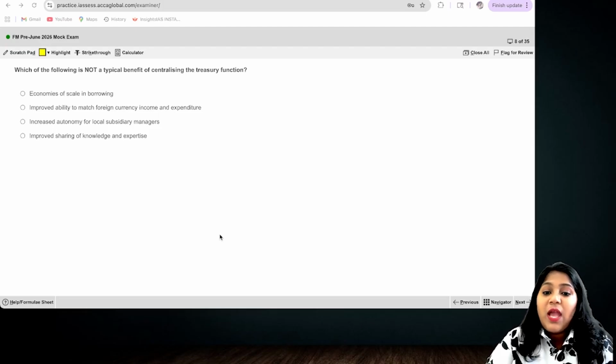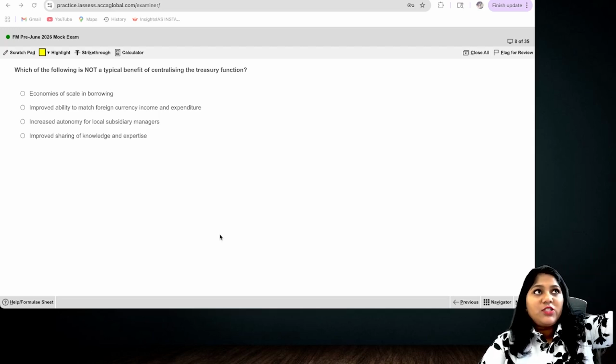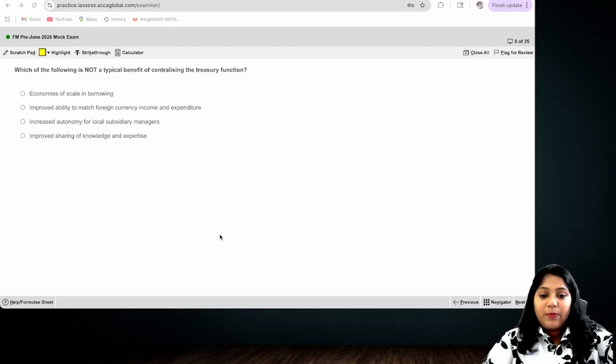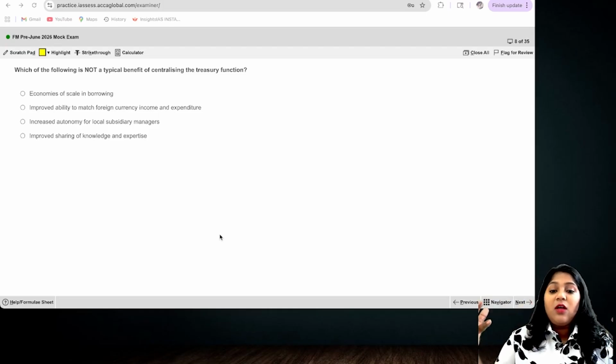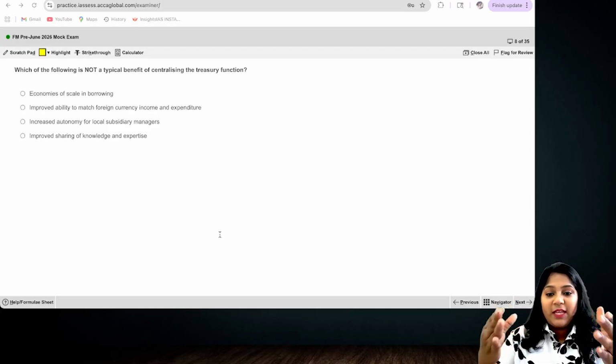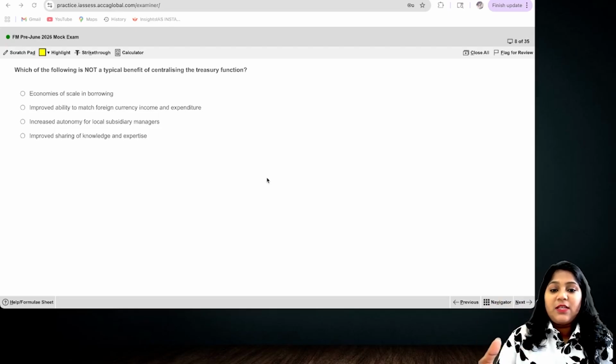Fair enough? And improved ability to match foreign currency income and expenditure. Why? Because let's assume I have multiple countries. If I have one centralized system somewhere, I'll be able to match them and find out the problems. And improved sharing of knowledge and expertise, of course, because there will be a lot of people who are experts in that particular field coming and sitting here.